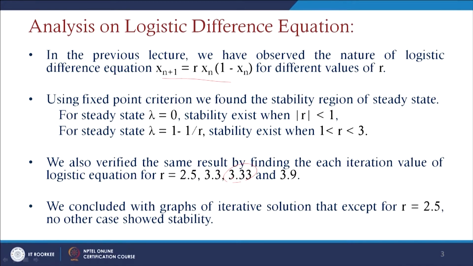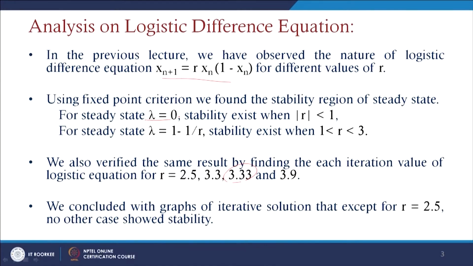But for further extension of this value, when we considered 3.9, we find chaos. And especially we used the fixed point criterion for this stability region to find this in a steady state form. For the steady state, we kept lambda equals 0, and the stability exists when the absolute value of r is less than 1. And for the steady state lambda equals 1 minus 1 by r, the stability condition exists when r lies between 1 and 3.